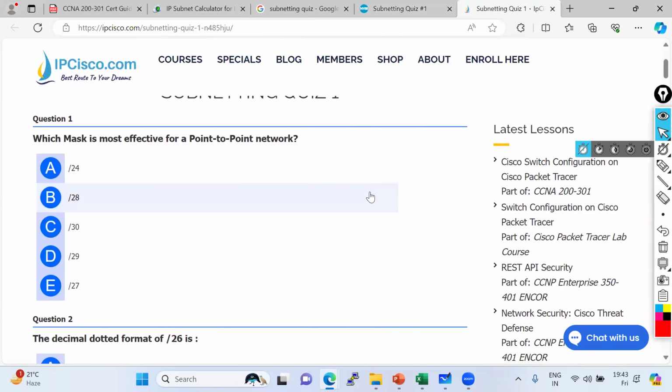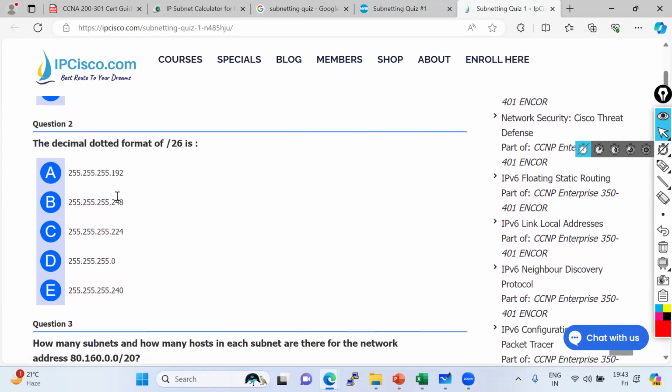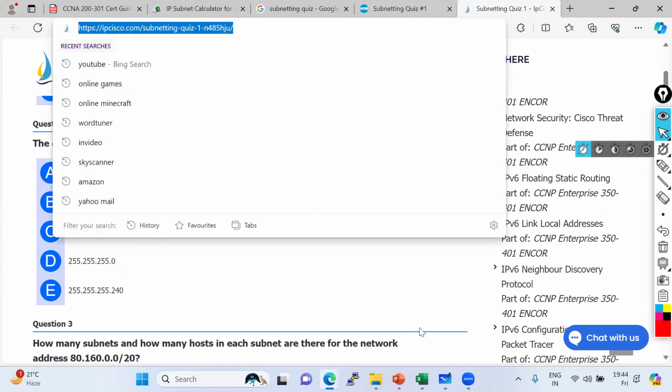Or let me ask, what is the decimal dotted format for /26? You just tell me. For /26. That is 255.255.255.192, is the first one, isn't it?